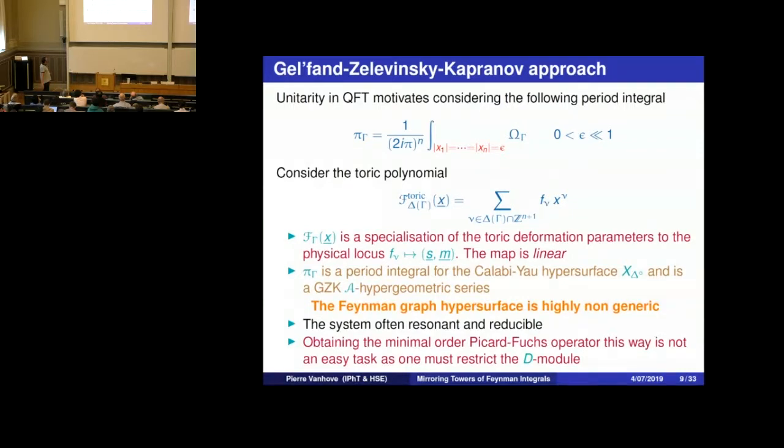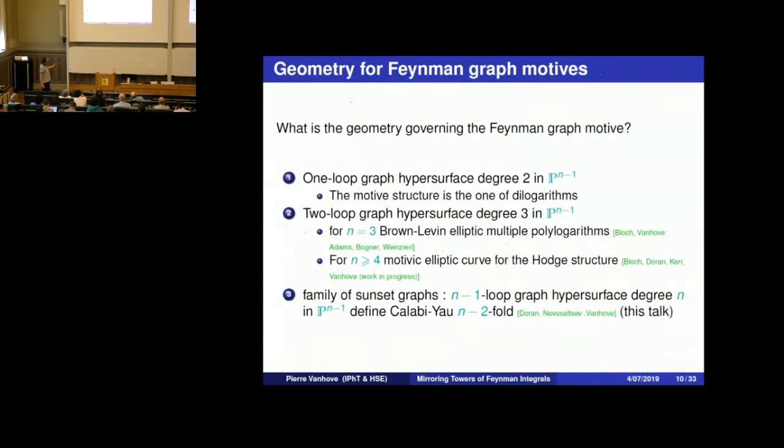So now let me see what we know so far about generic statements about motives controlling Feynman integrals. At one loop, we have a hypersurface of degree 2, because the degree is loop plus 1 in P^(n-1). So the motive has the structure of the one of a dilogarithm. This is why it was mentioned in the talk by Fernando Alday that when you compute a one loop amplitude you get dilogarithms. This is a well-known fact that physicists can understand, but you can understand it motivically as well.